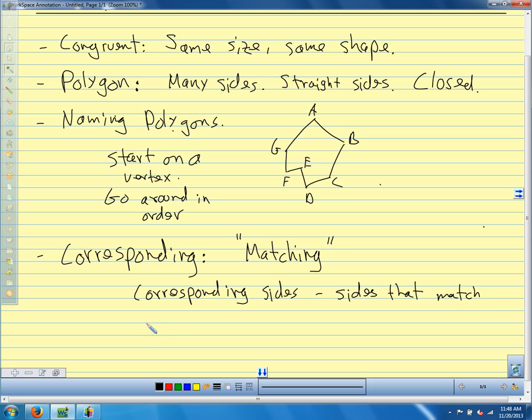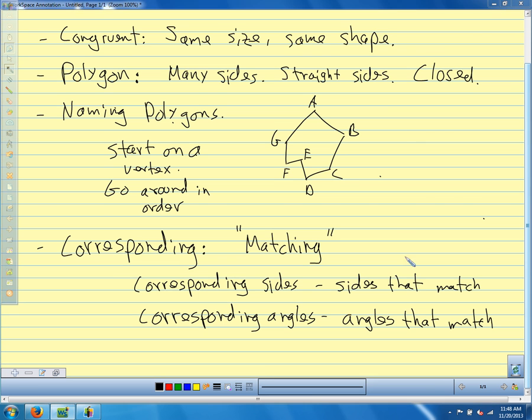And then we'll also talk about corresponding angles. And when we say match, we're not necessarily saying that they're the same size yet. We kind of mean they're in the same place. The corresponding angles are angles that match. What do you mean by that?